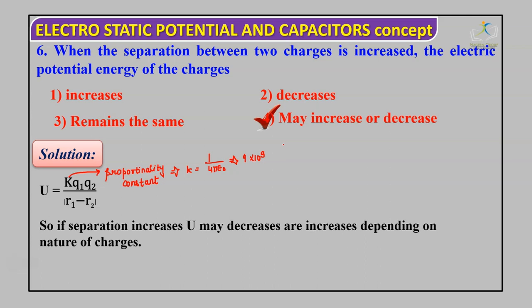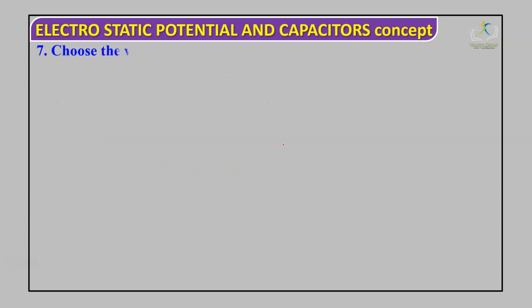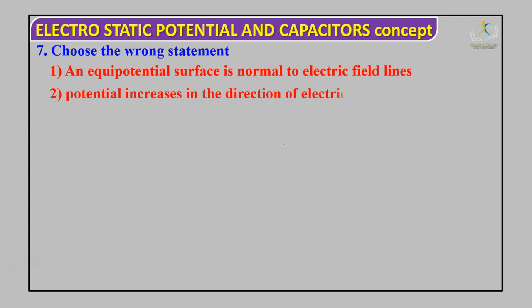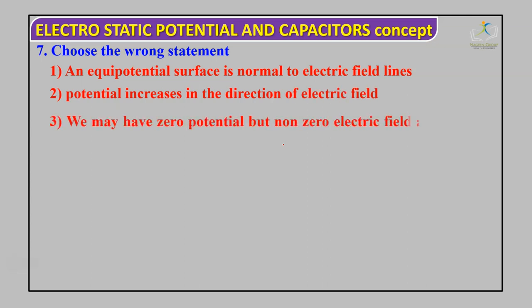Now, in the next question, choose the wrong statement. The first: an equipotential surface is normal to the electric field lines. Potential increases in the direction of electric field. We may have zero potential but non-zero electric field at a point in space. Potential is a scalar quantity.